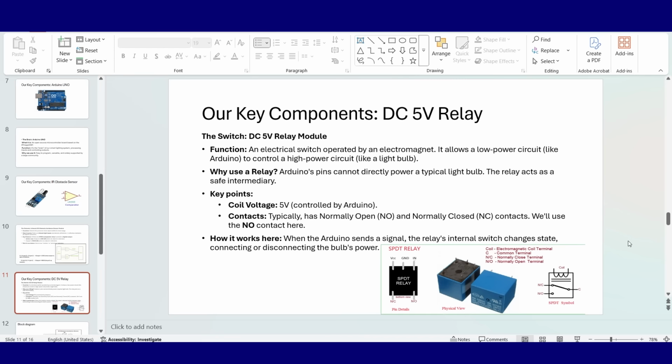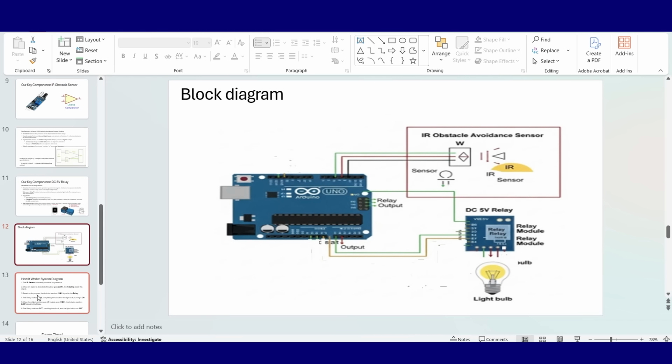So if we look at our entire project block diagram, it looks like this. We have this Arduino UNO board here, and to this we have connected the IR obstacle avoidance sensor. This sensor has 3 pins: one is ground, another is VCC, another is the output.